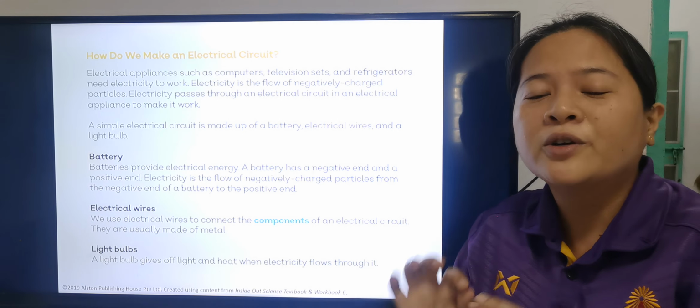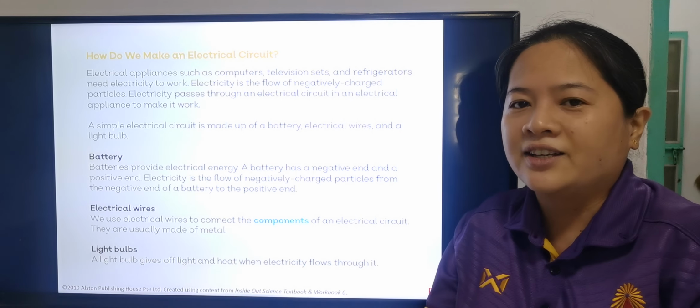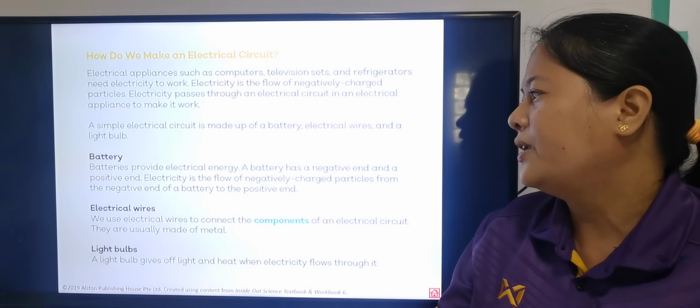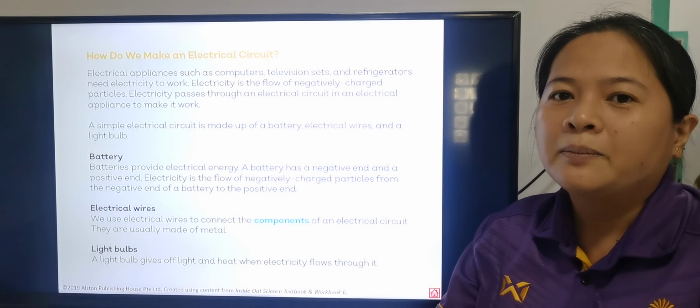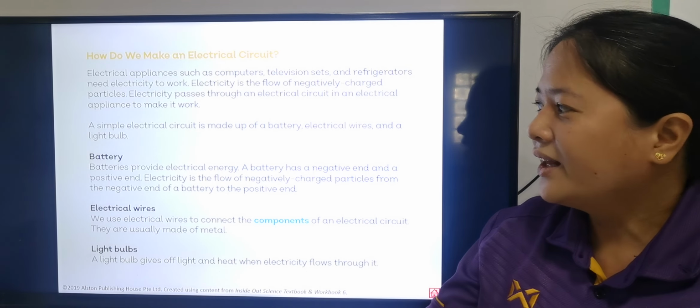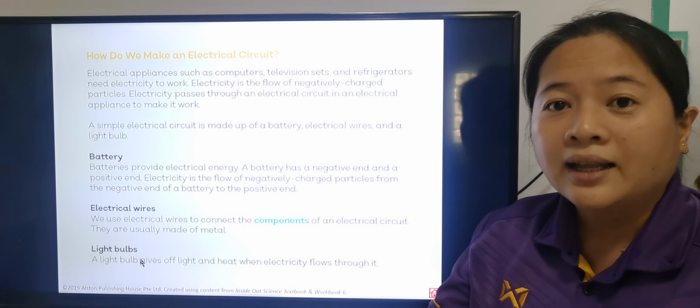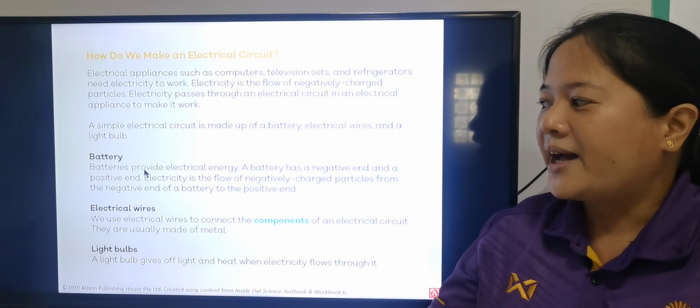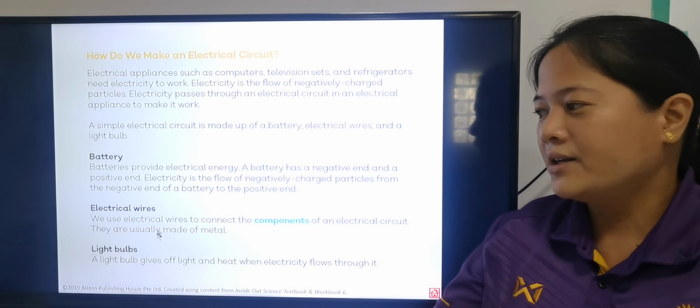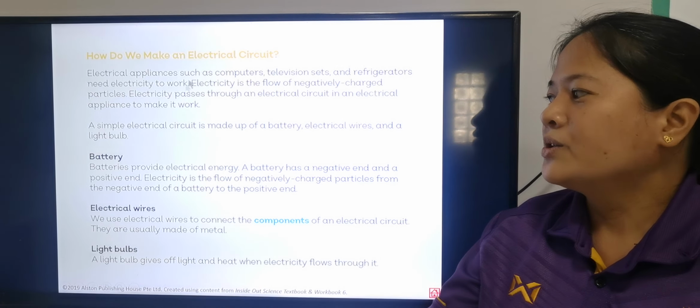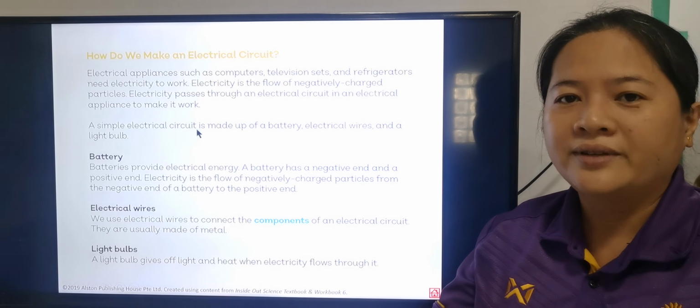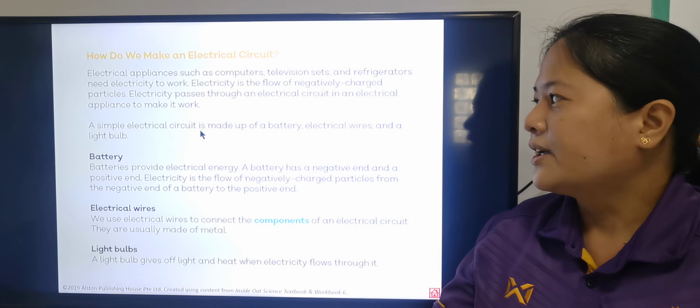So we focus only on simple electrical circuits, okay? So a simple electrical circuit is made up of a battery, electrical wires, and light bulbs, okay? A battery, electrical wires, and light bulbs, okay? So these are the components of an electrical circuit, okay?